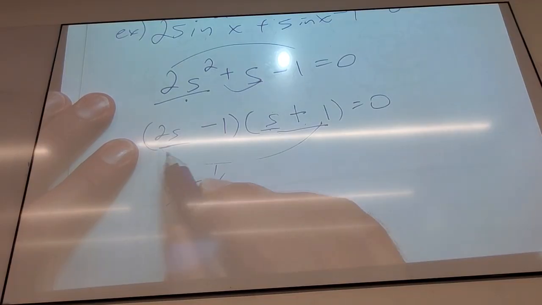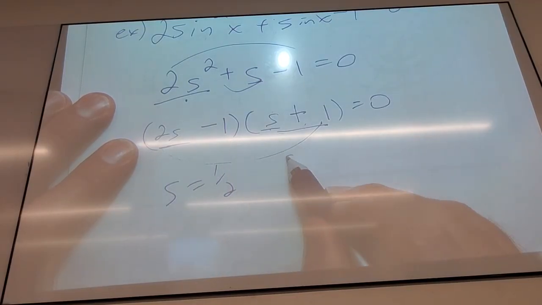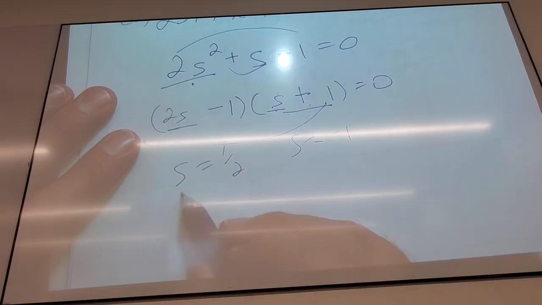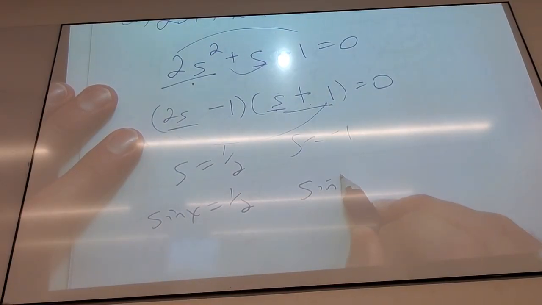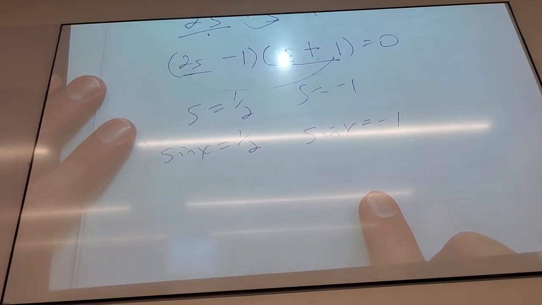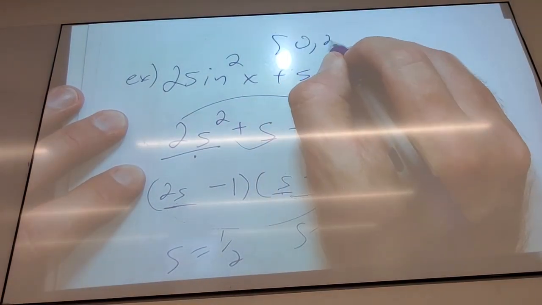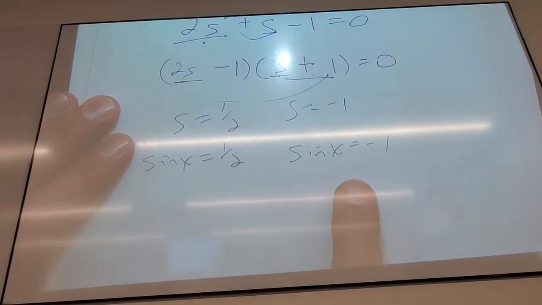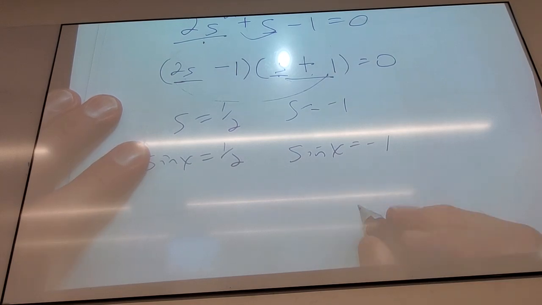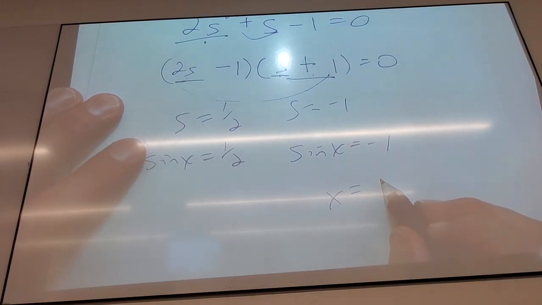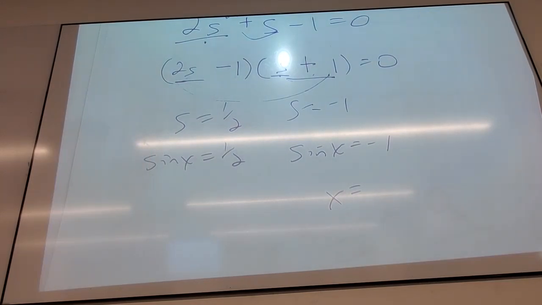Are you guys cool with that being S equals 1/2? S equals negative 1? But what's S? Sine. Then I have two little equations, don't I? This one's easy. Let's say I want the answers from 0 to 2 pi. When is sine negative 1? Which is what? 0 pi over 2, 1 pi over 2, 2 pi over 2.